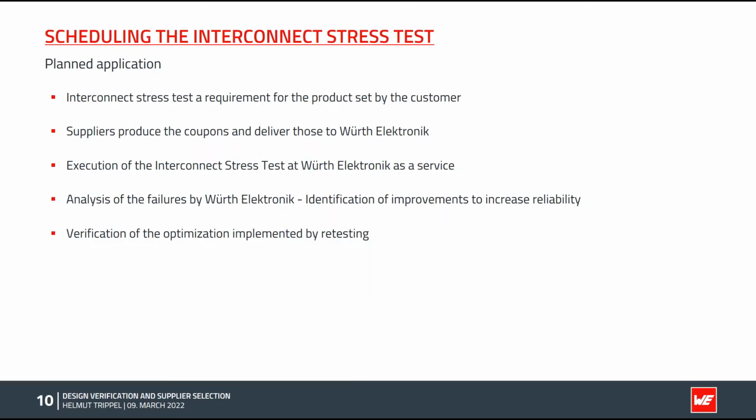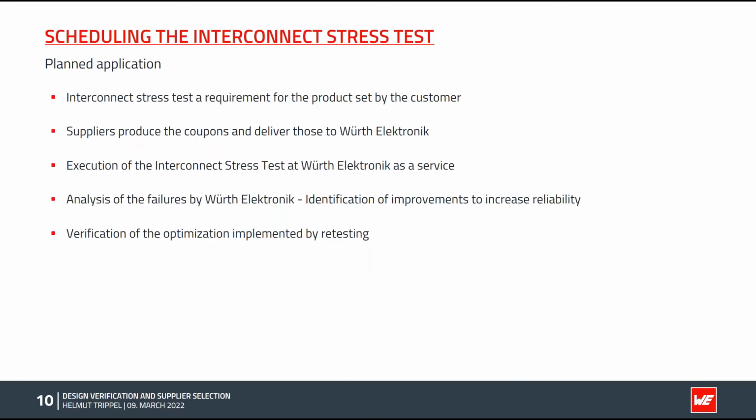We executed the interconnect stress test at our facility as a service for the customer, for the PCB manufacturer in this case. And as we finished this test, we saw that the reliability in terms of the number of cycles wasn't there for this product. So we gave feedback to the customer, in this case the PCB manufacturer, on how to improve his processes and how to improve the reliability accordingly.